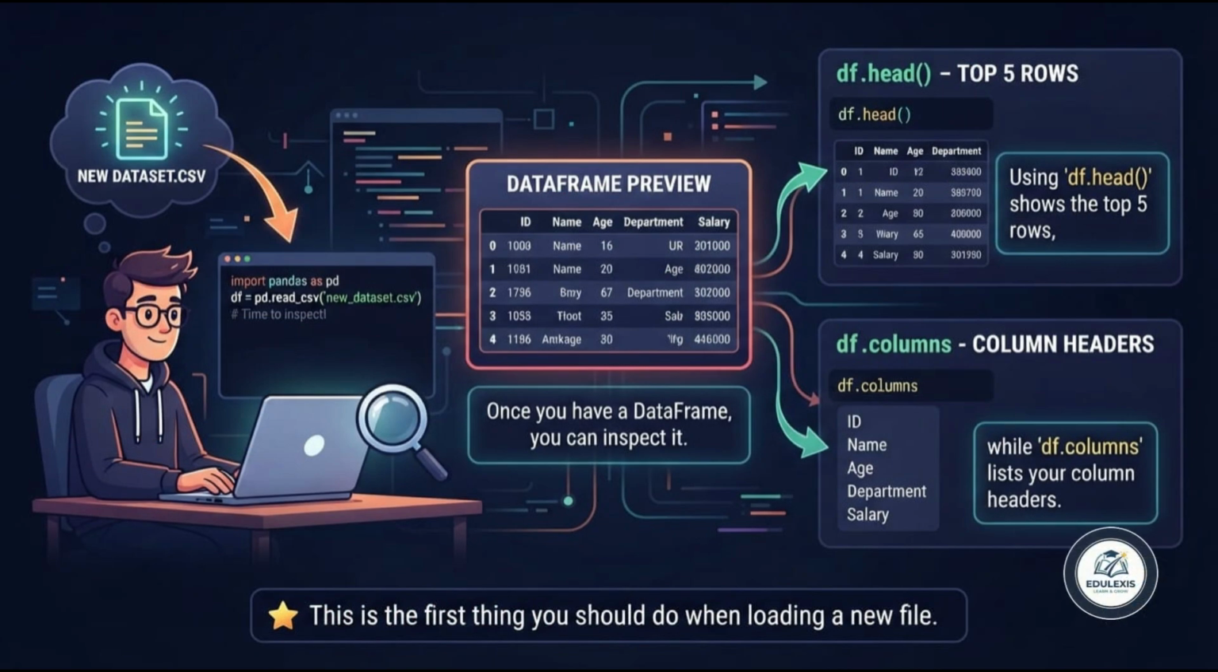Once you have a DataFrame, you can inspect it. Using df.head() shows the top 5 rows, while df.columns lists your column headers. This is the first thing you should do when loading a new file.